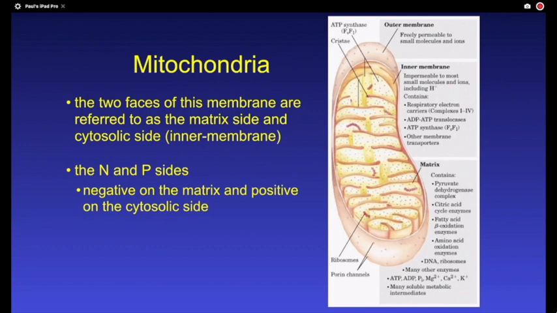Negative on the inside, the matrix, and positive on the cytosolic face. So there's an electrical charge difference between the inner membrane and the matrix itself. This is where the next energy pool is going to be created. Remember, we're changing where the energy lies from glucose. At this moment in time, we have some ATP and some electron carriers, and then we're going to change it into a proton gradient, a differential in protons across that membrane.